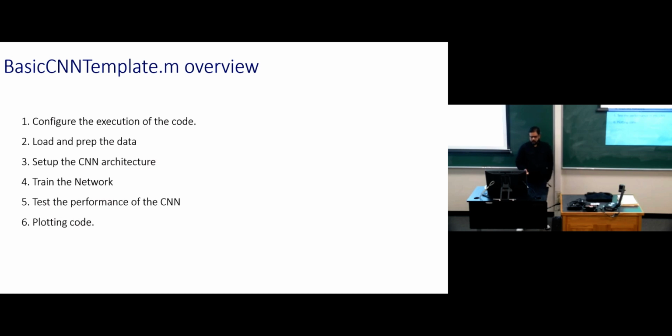Then steps 2 to 5 is really what the assignment is about. Loading and preparing the data, then you set up the architecture. That's something you will do. You will train the network and you will report on the results in many, many different ways. And then as always, I've provided some code base that you can enable or disable to generate certain plots, just like the previous homework.